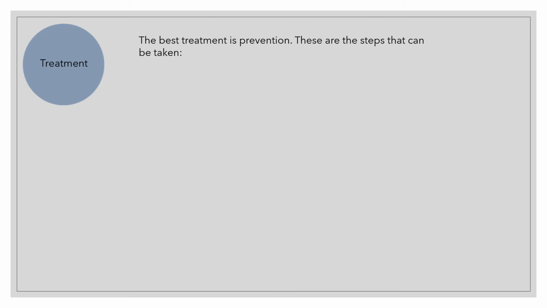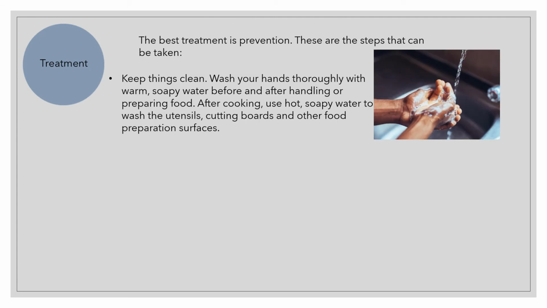The good news is that this disease is treatable, and the best treatment is always prevention. There are a couple of steps you can take to prevent this disease from affecting you or those around you. The first one has to do with sanitization. You must keep things clean by getting rid of all of the microorganisms around your food preparation areas. Wash your hands thoroughly with warm, soapy water before and after handling or preparing food. After cooking, use hot, soapy water to wash utensils, cutting boards, and other preparation surfaces.